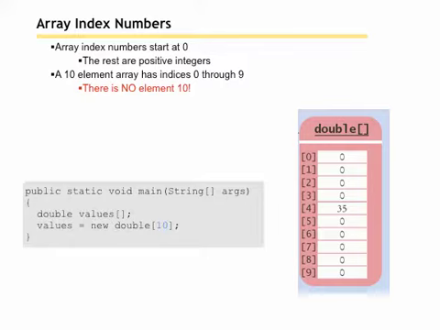So the array index number is a subscript that allows you to reference each element in the array. Note that they start at 0. Java uses only 0-based arrays. That means the first subscript of every array is 0. The last subscript in the array is 1 less than the total elements in the array because we start counting at 0. So in this case, the values array has a first index of 0 and a last index of 9.